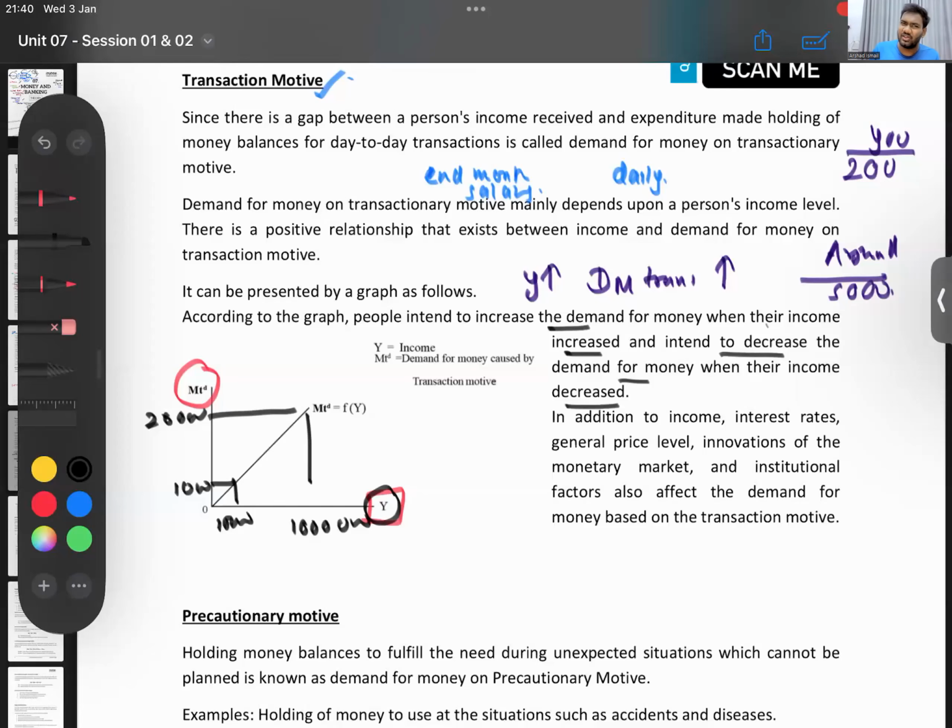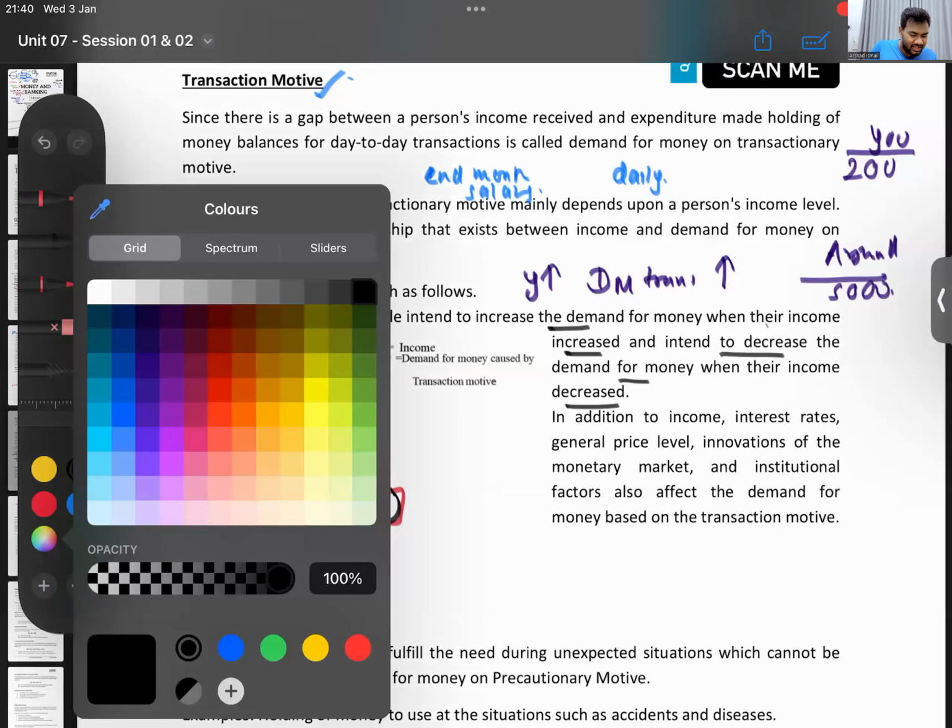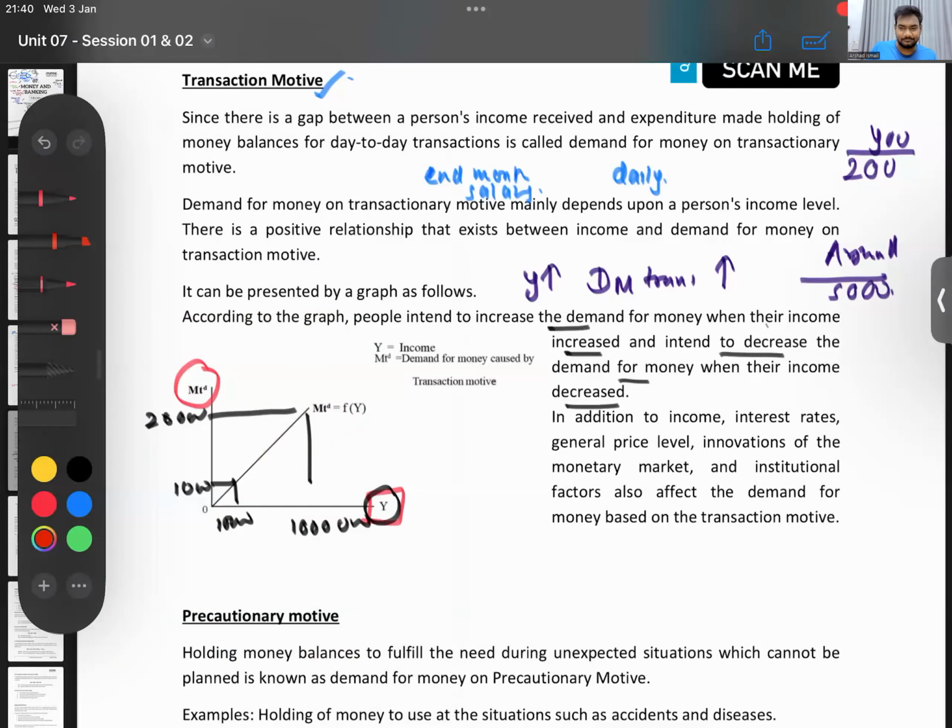It only depends on your income, but there can be some other factors. Shall I give a good example from Sri Lanka? Don't you think the price level, or in other words inflation, has affected this?